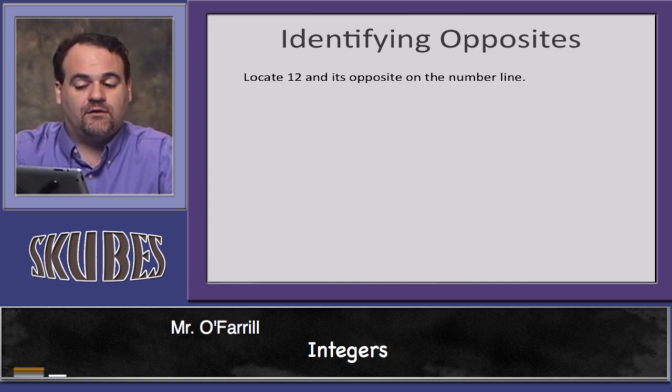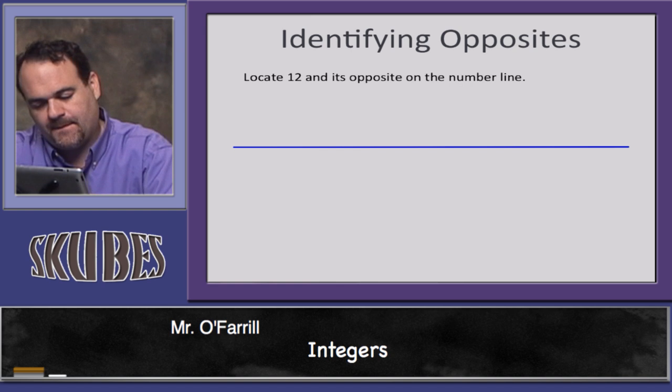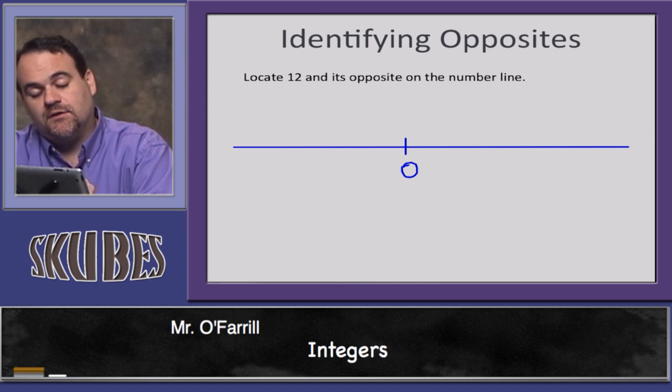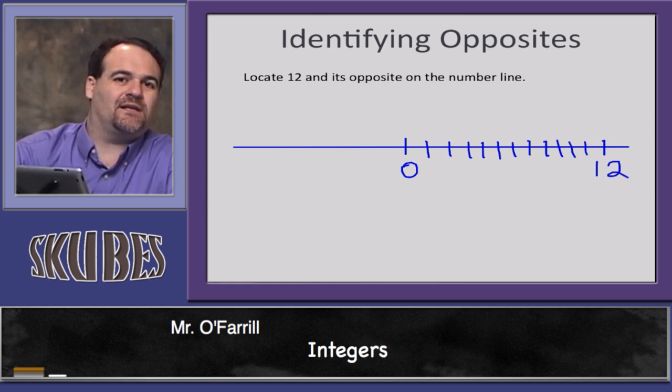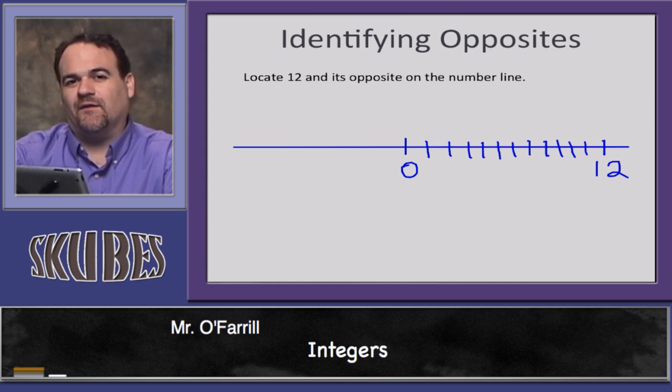So let's locate 12 and its opposite on a number line. Well, here's a number line. And let's go ahead and start at 0. And we're going to need to go to +12. Positive is the right. So 1, 2, 3, 4, 5, 6, 7, 8, 9, 10, 11, 12. It's a lot of unnecessary lines here, especially if I'm not going to label them. I'm going to show you a little trick to deal with that on the next slide.